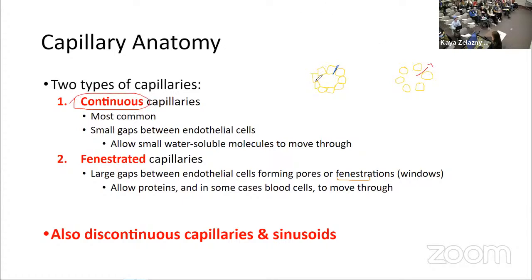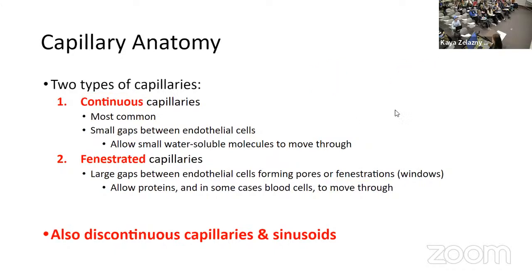Continuous means their cells are continuous with each other. They're nice and close together, even though they do have some little pores.